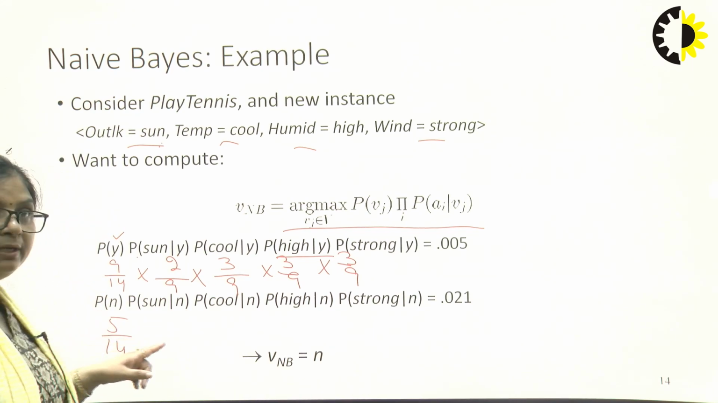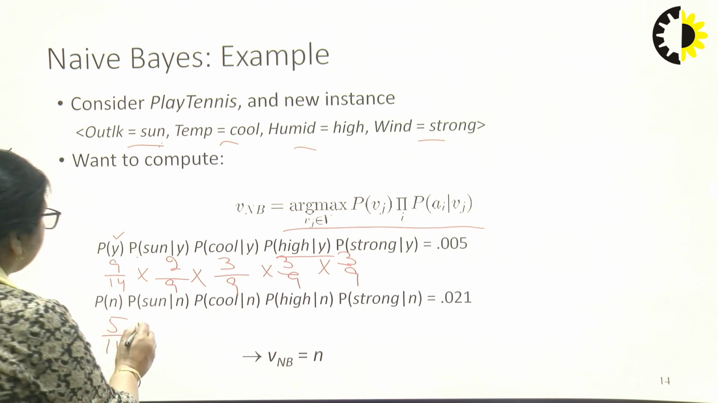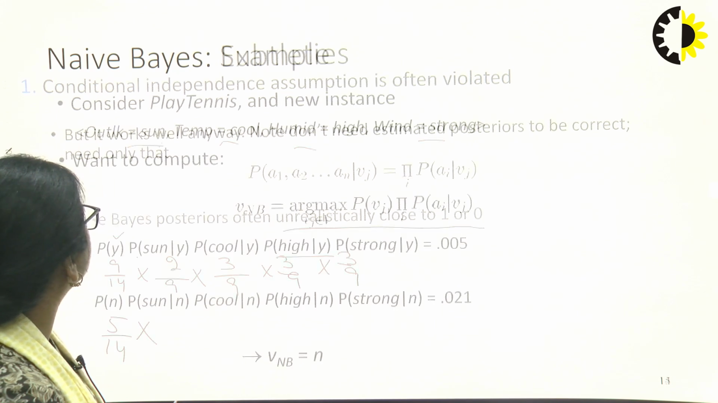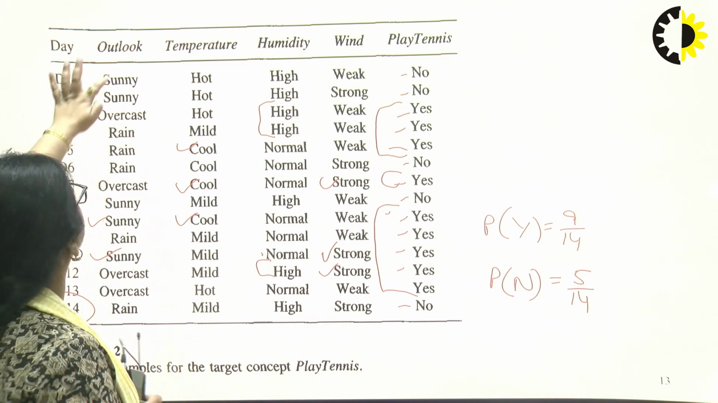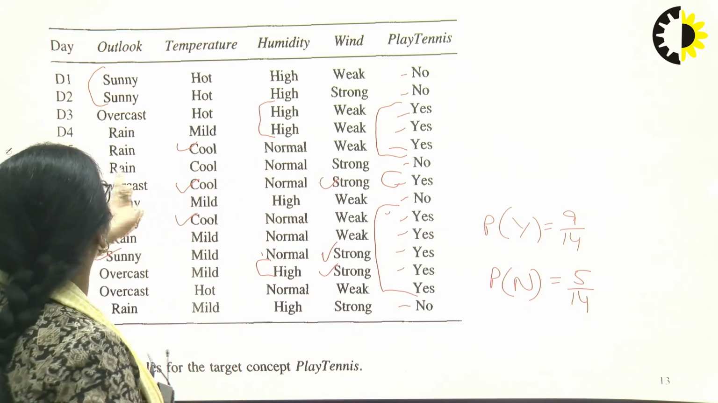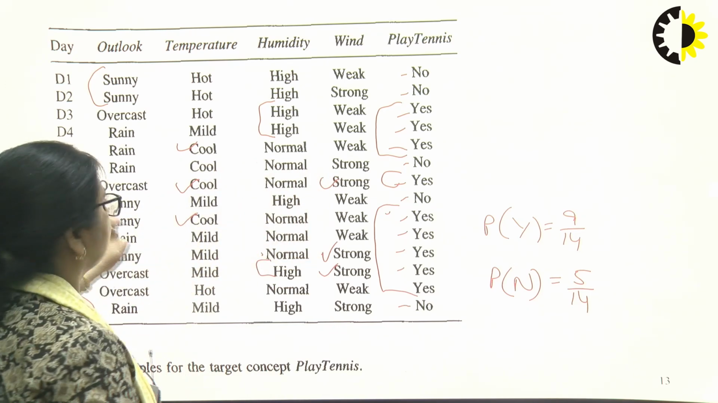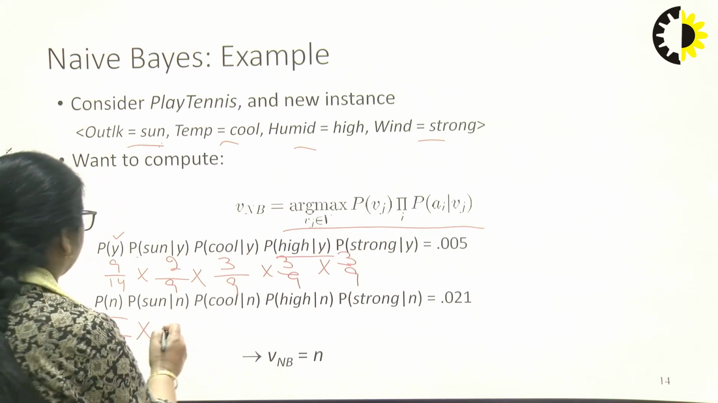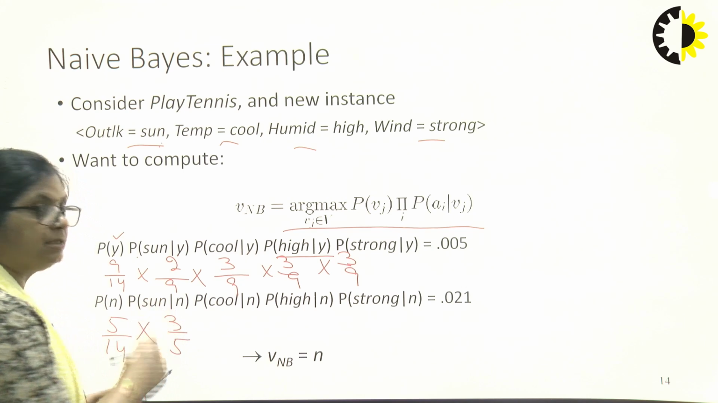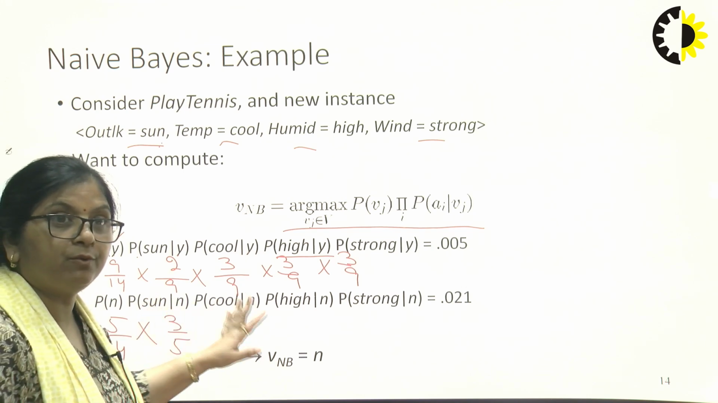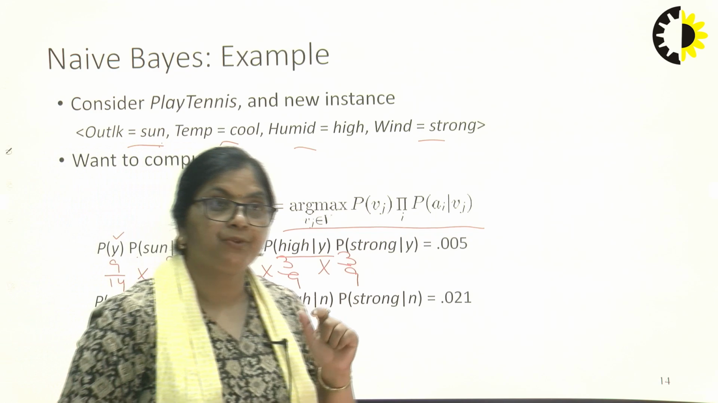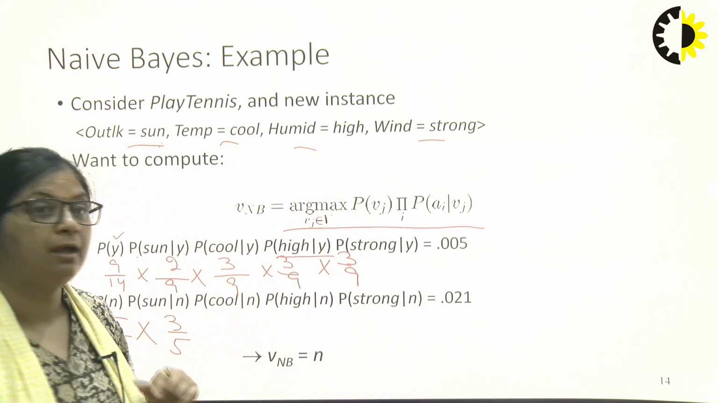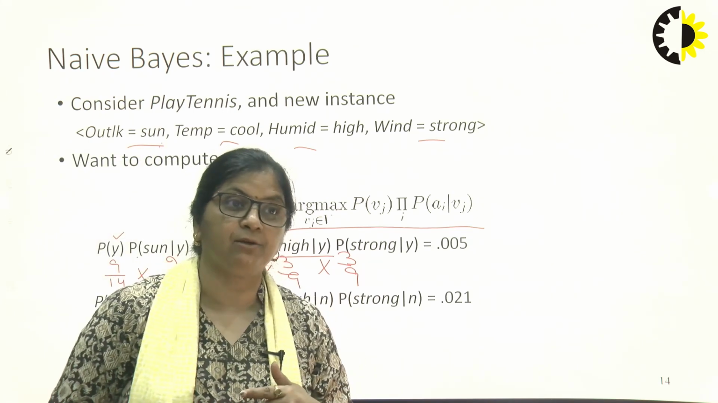Same way we will calculate the negative probability. If I take sunny in case of no, 2 are sunny, then again 3. So it is 3 by 5. Out of 5, 3 are sunny. So we will calculate both the probabilities when the class is given. Finally we will calculate and take the maximum value that is found.